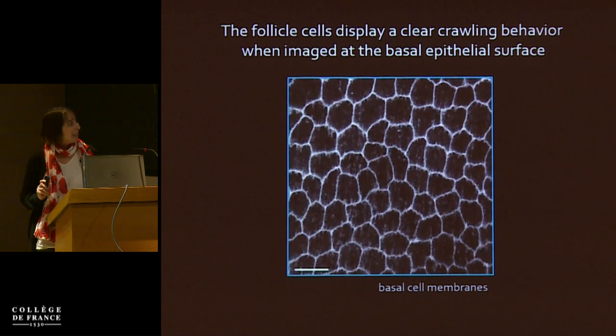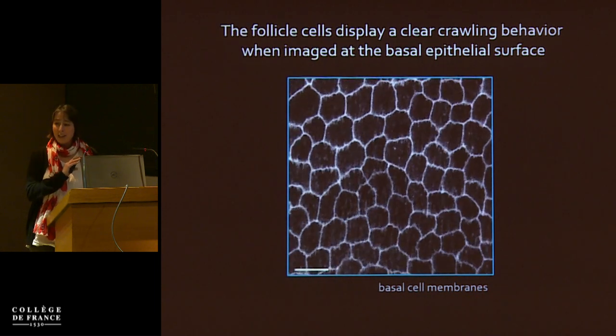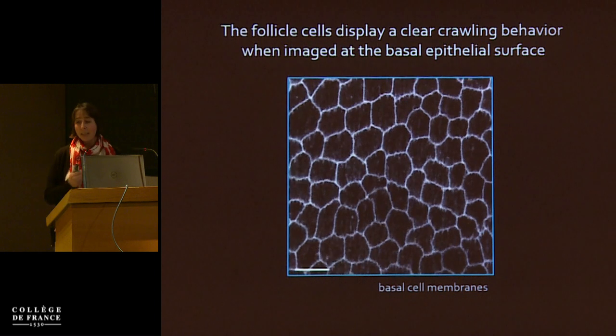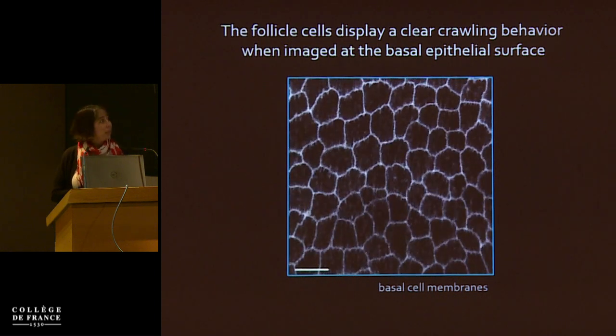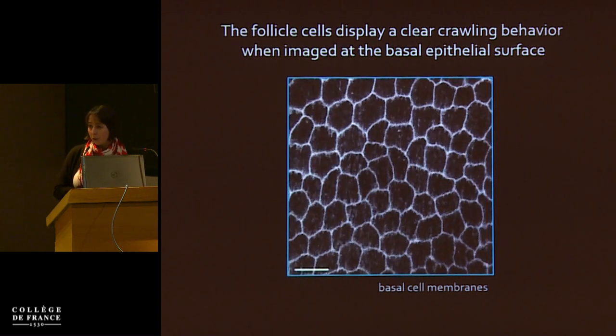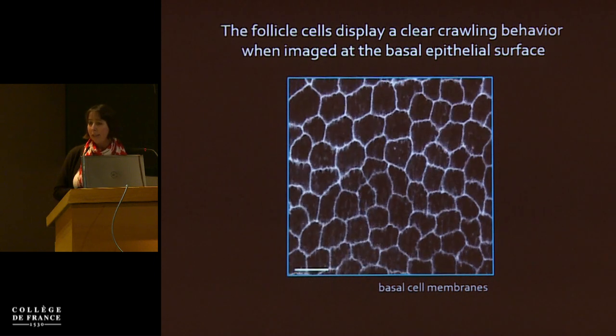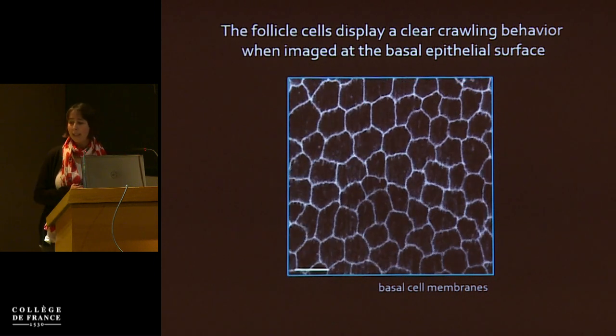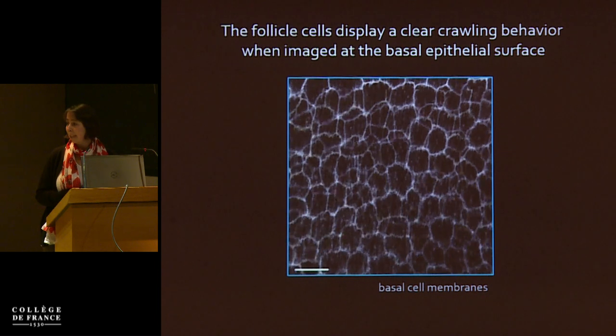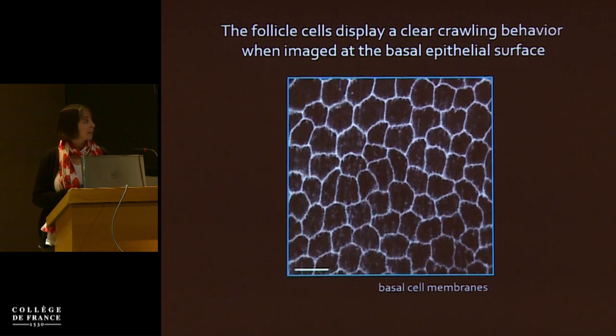Oh, good, the movie's playing now. So this is the movie you would have seen earlier, and this is the migration we study. Now you're looking directly at the basal surface of this tissue, right at that cell matrix interface, and you can see the clear crawling behavior of these cells as they move along the matrix.